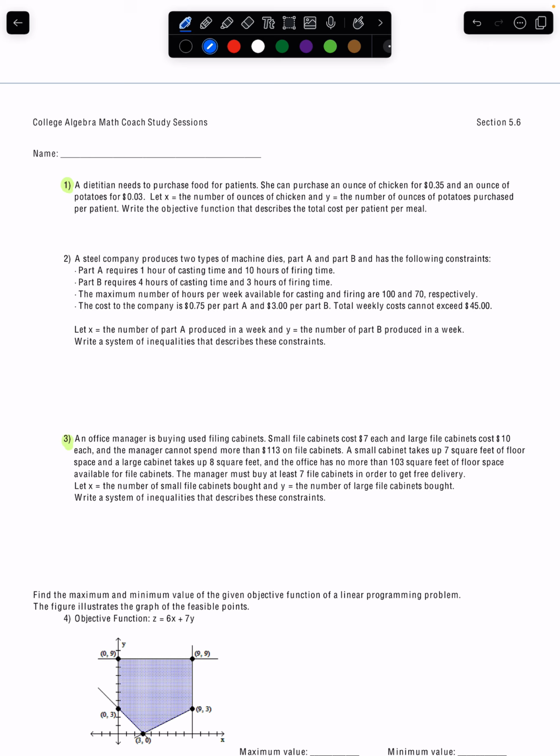So we're just going to observe the information. We're going to see for an ounce of chicken it's 35. For an ounce of potatoes, it's that. X is going to be the number of chicken, Y is going to be the number of potatoes. So put simply, we can do X times 0.35 plus Y times 0.03, and we'll just set it equal to Z, what we'll call this equation, and that would be the answer.